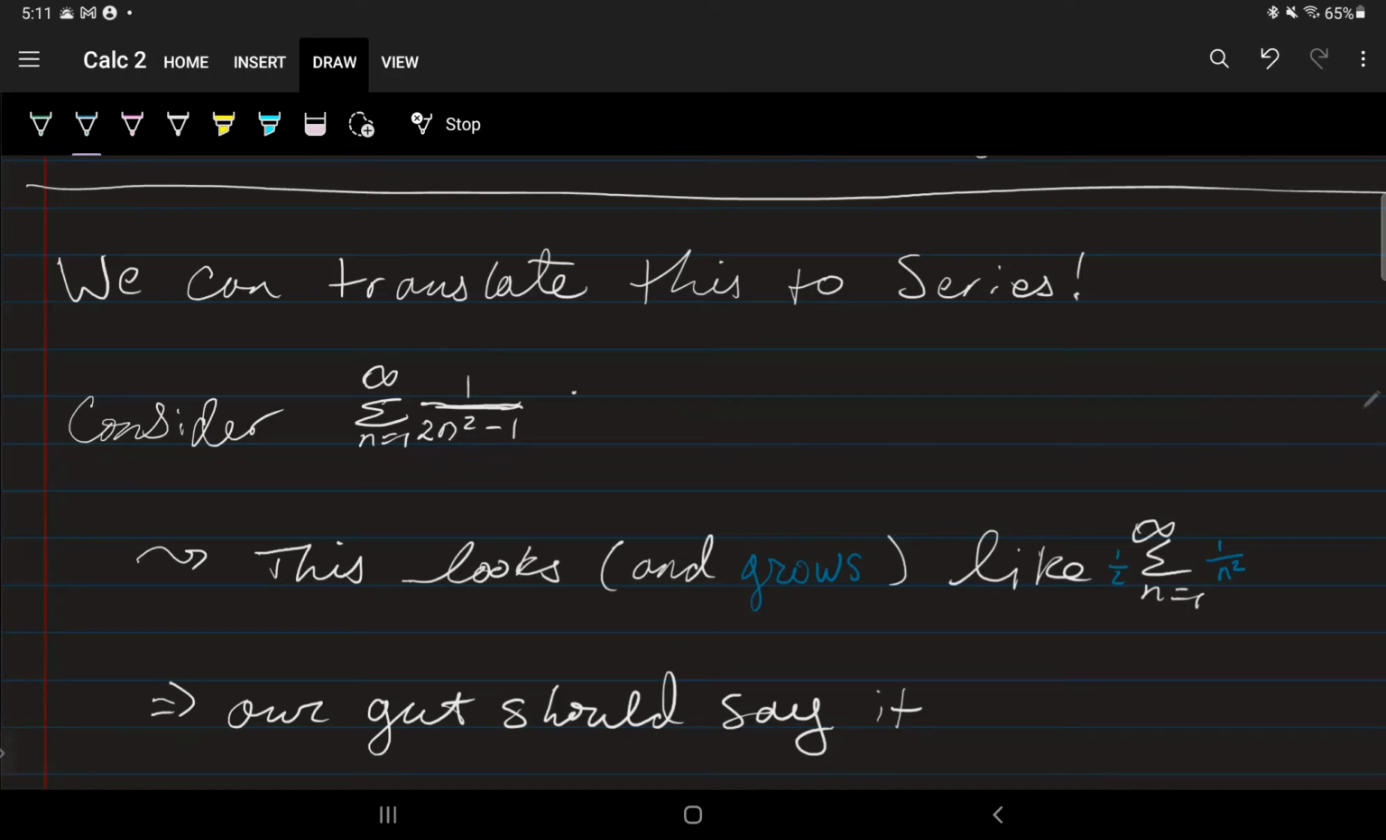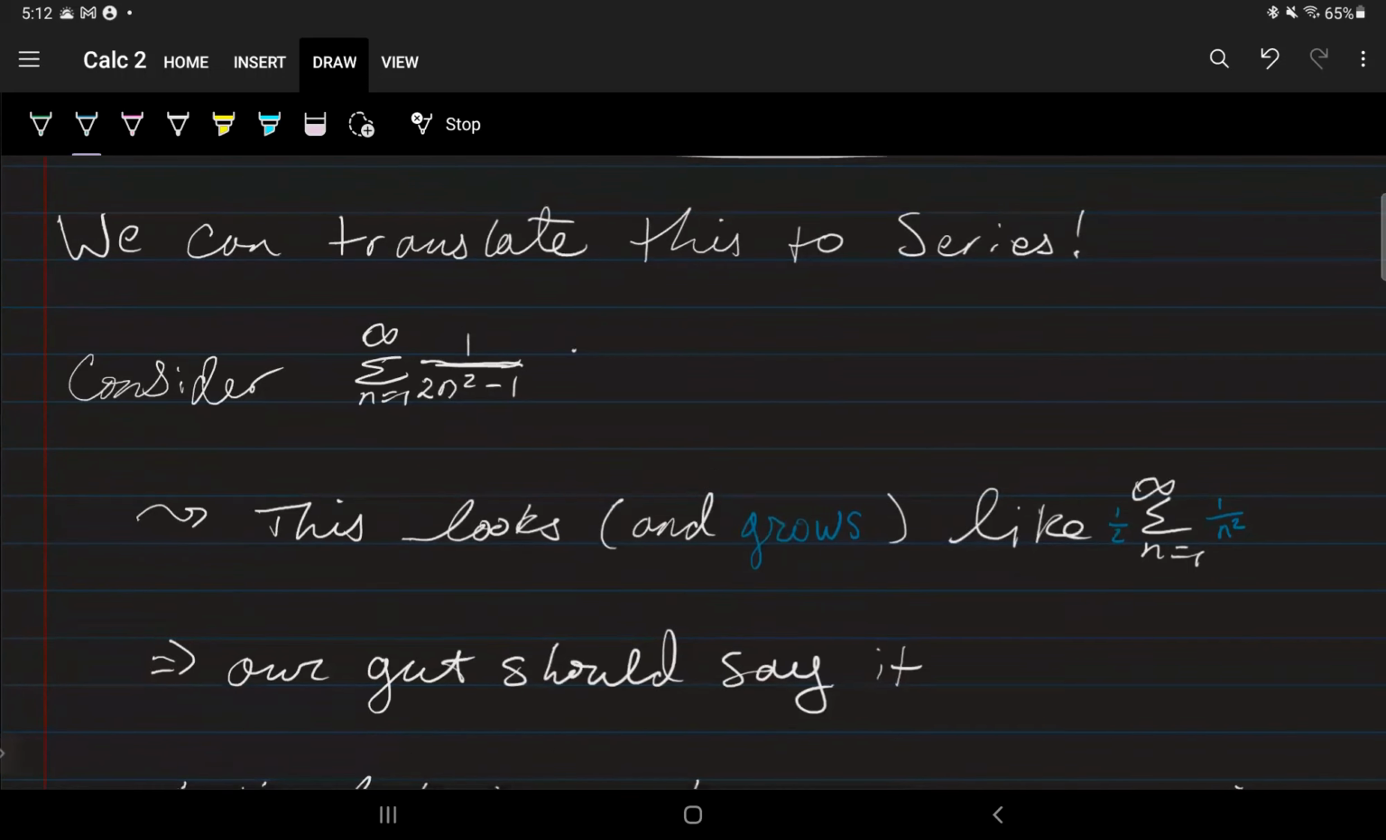And now we can actually use a direct comparison test, but sometimes the algebra gets a little bit fussy to do the direct comparison test. So oftentimes it's actually a lot cleaner to use the limit comparison test. So our gut should say that our original sum here, 1 over 2n squared minus 1, converges because it looks and grows like a sum that we know converges.